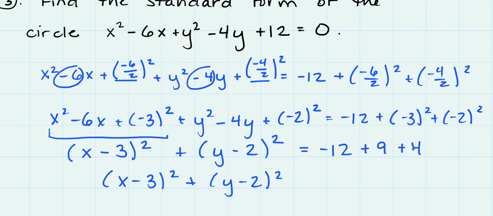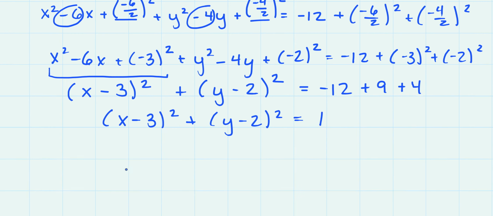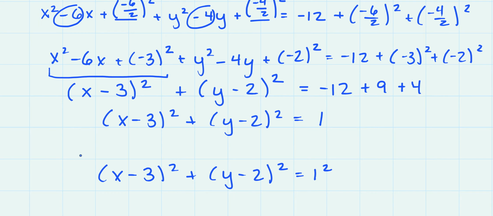This is 9, 10, 11, 12, 13. So add that together, you get 1. So this is the standard form: x minus 3 squared plus y minus 2 squared is equal to 1 squared.